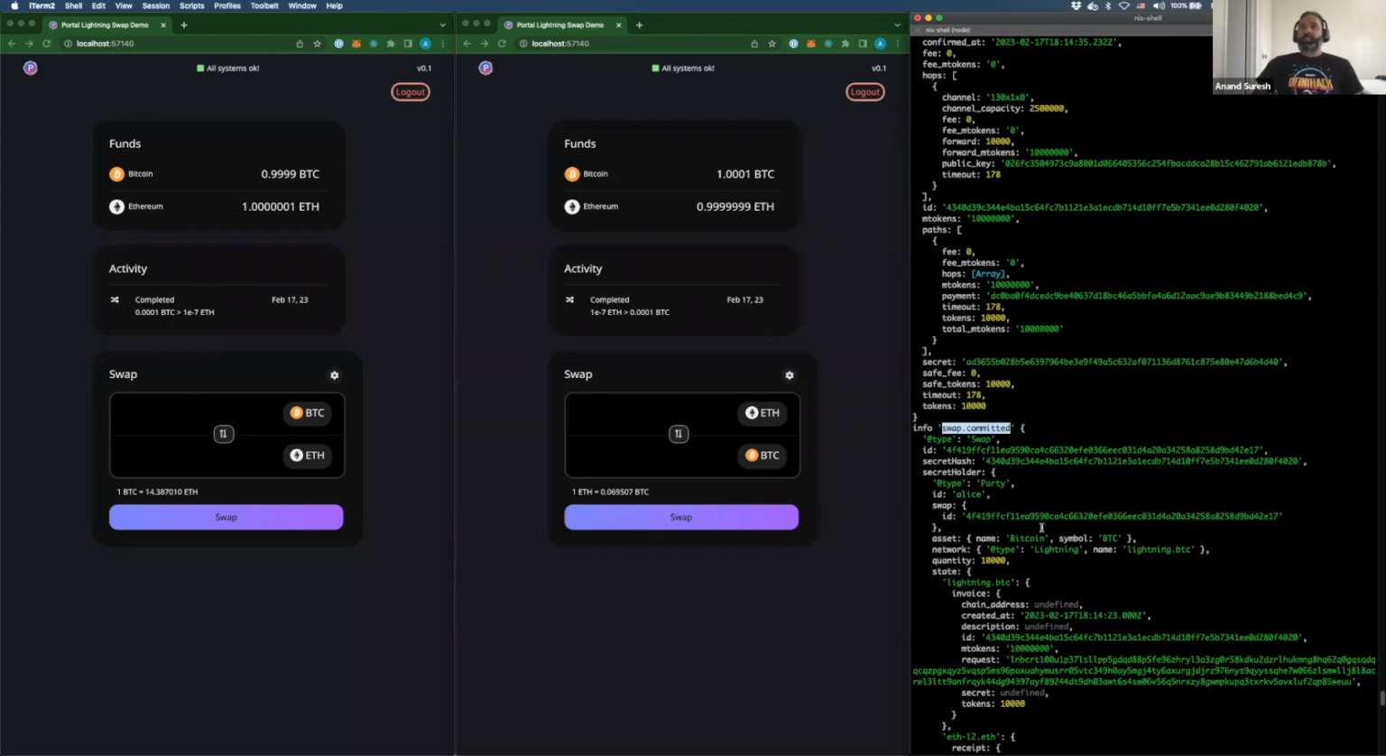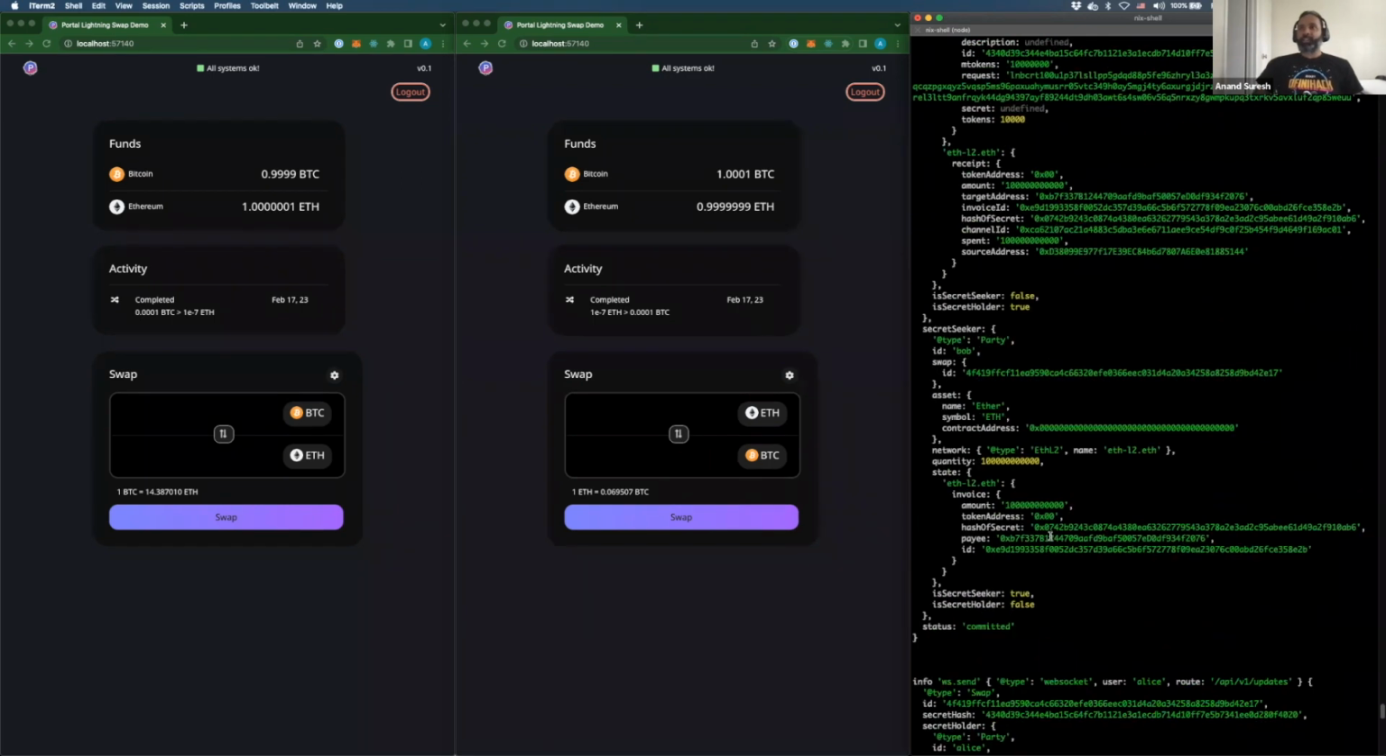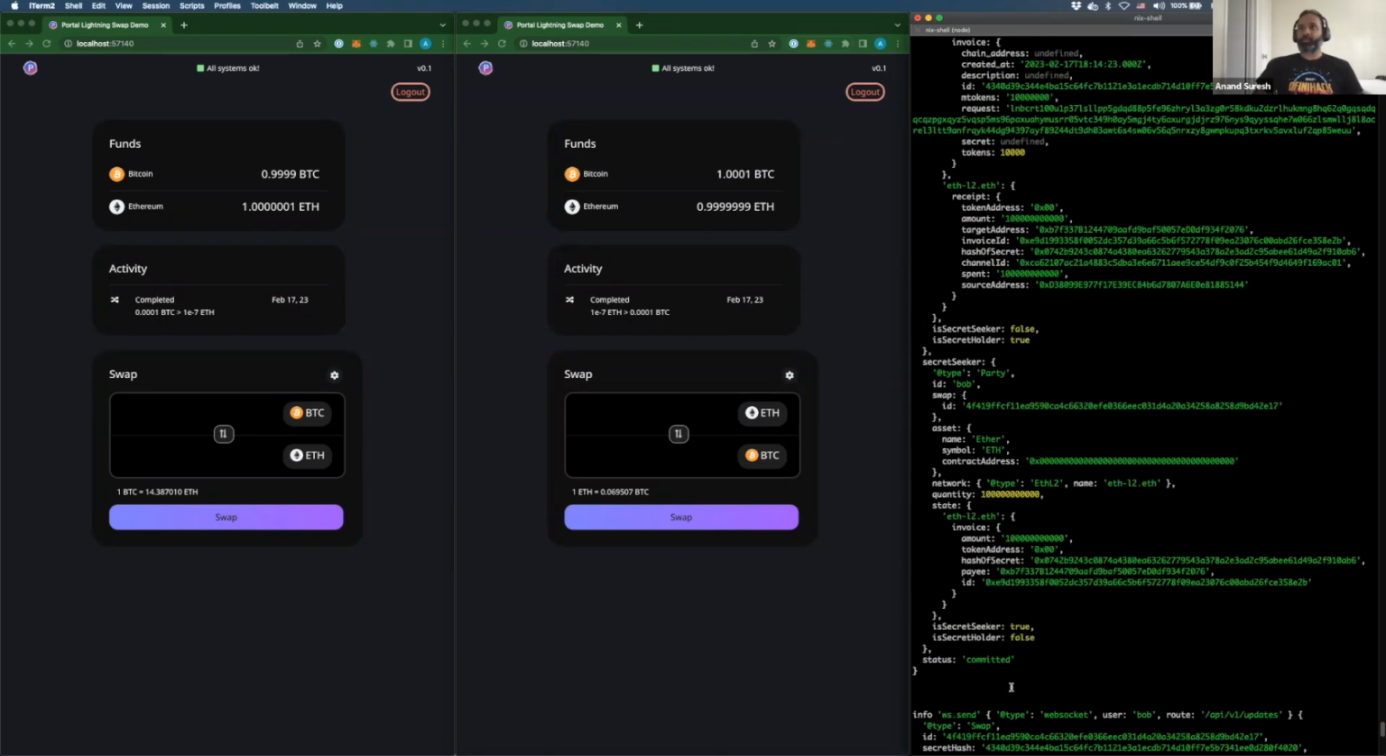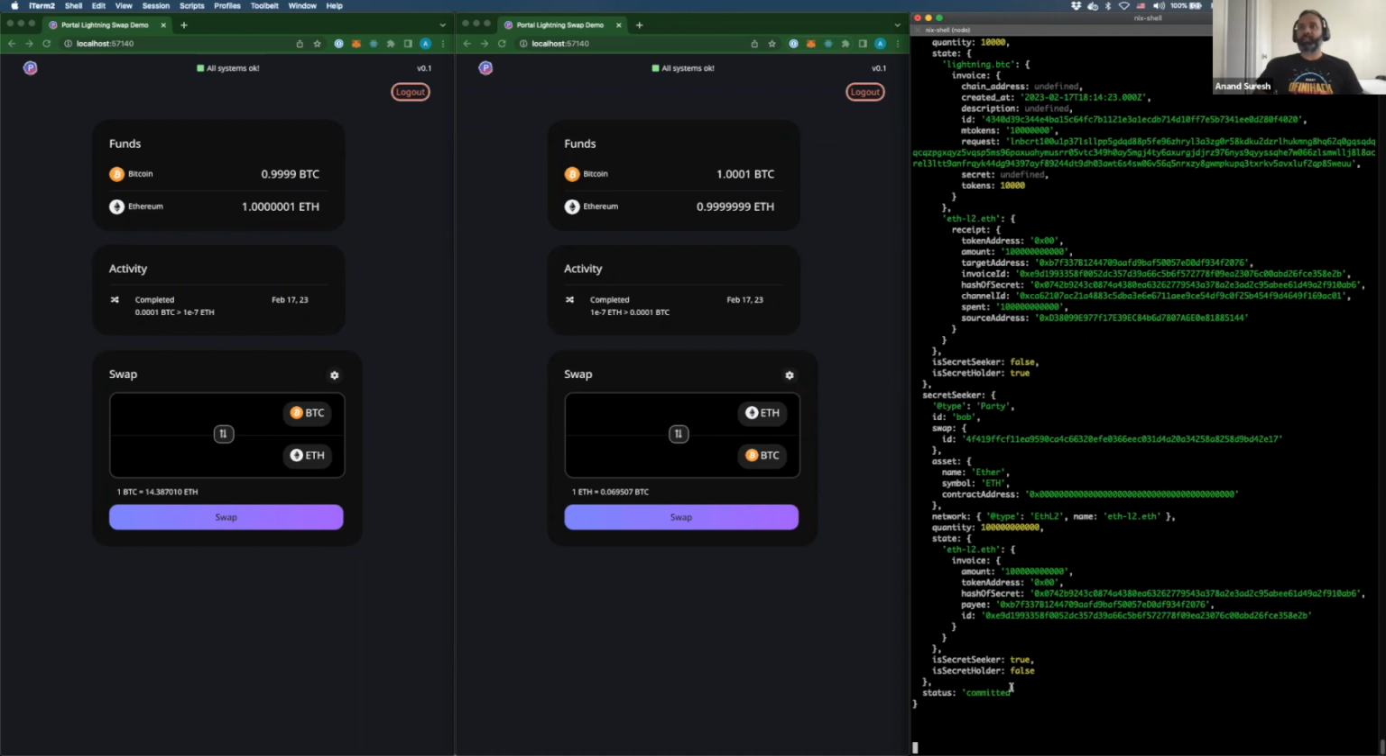And that sort of moves the swap into the committed state. So once again, the swap gets updated, gets broadcast to both sides. Alice and Bob get to the committed state. And that is pretty much the end of the whole flow over here.